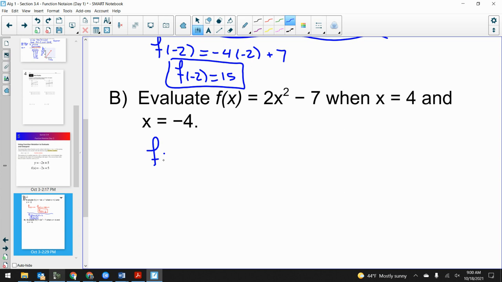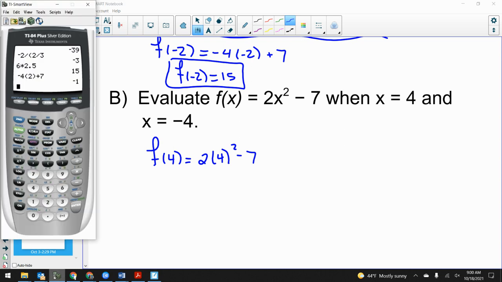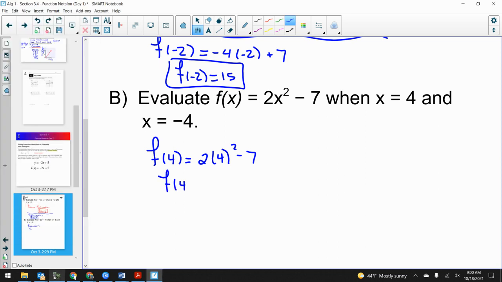Okay, now my new f is 2x squared minus 7. 2 times 4 squared minus 7. Okay, that I'm going to go to my calculator. 2 times 4 squared minus 7. 25. F of 4 is 25. Give me the whole statement as your answer. Show input, output. Same thing for negative 4.